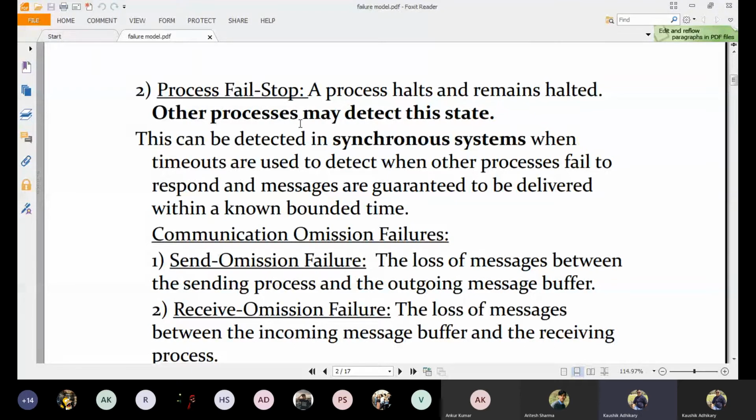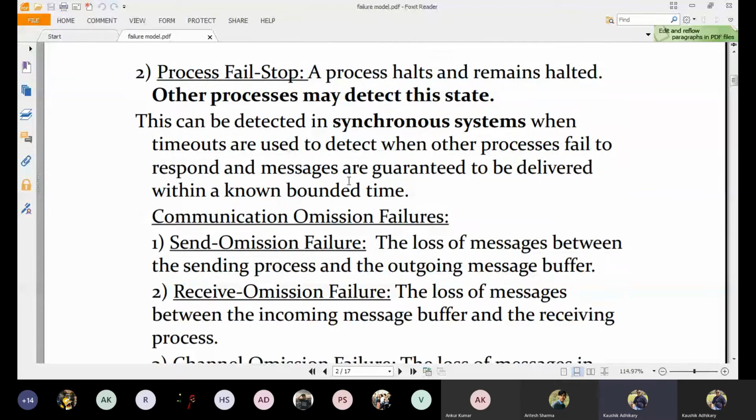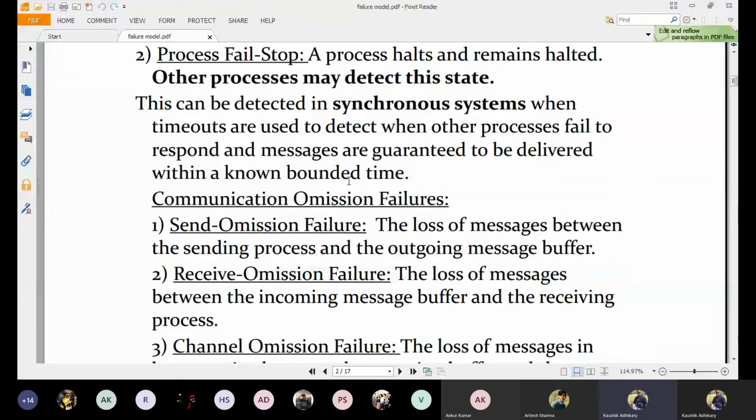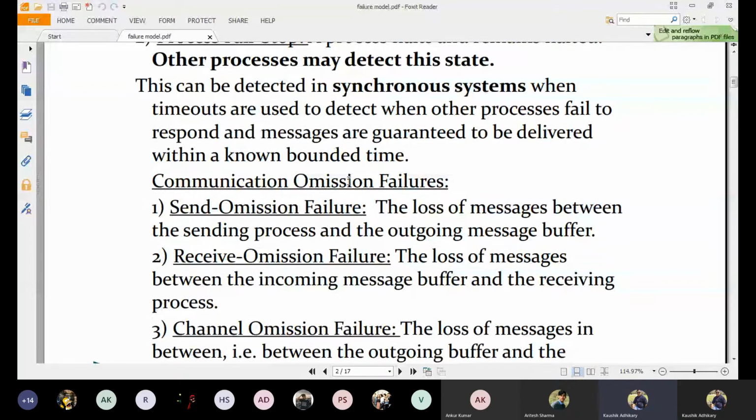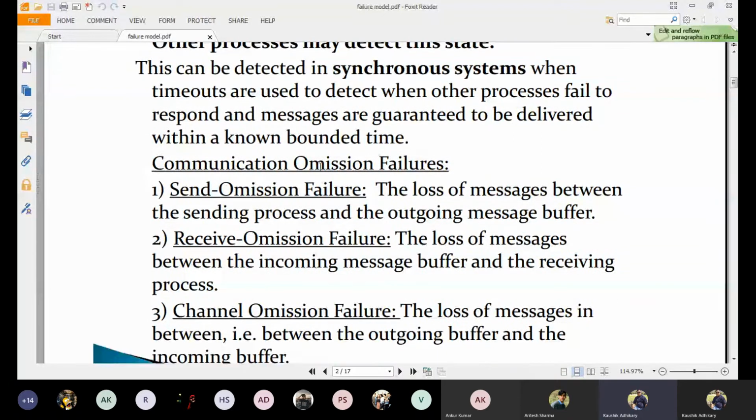So these were the process failures. Now in the communication omission failure, we have the failure that happens in a communication channel, in the medium in which we are sending. So there are three parts.